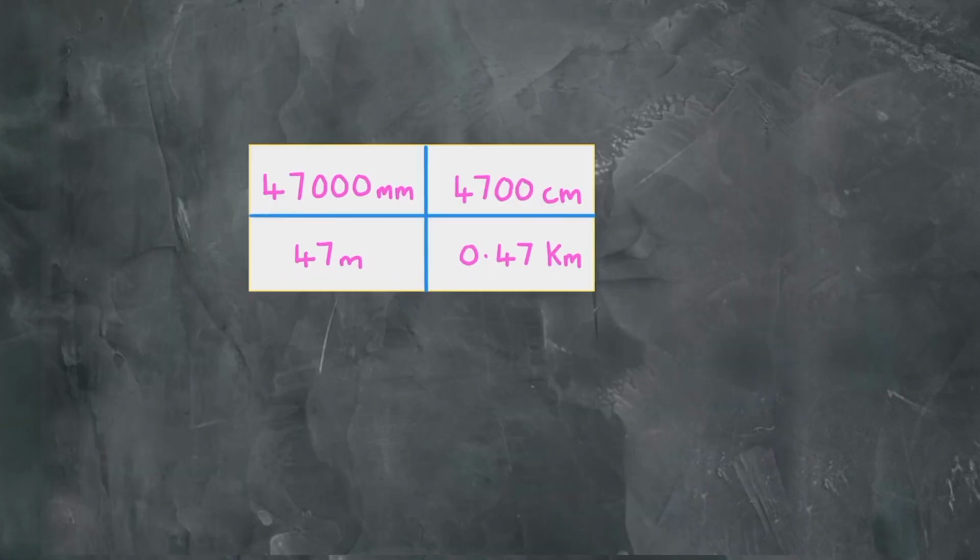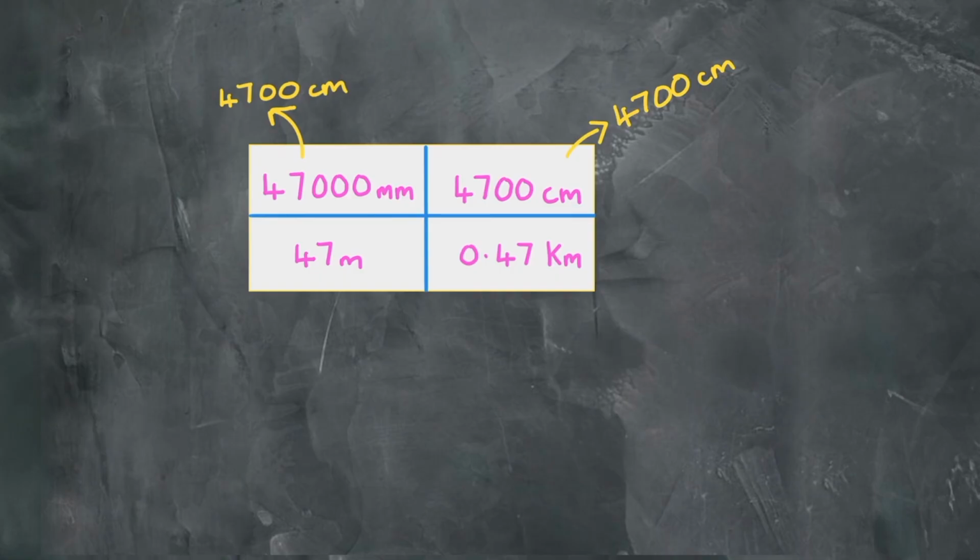I'm going to start by converting 47,000 millimetres into centimetres. I know that there are 10 millimetres in 1 centimetre, so I'm going to divide 47,000 by 10, which would give me 4,700 centimetres. The next box is already in centimetres, and it also says 4,700 centimetres. I can see the first box and the second box are similar as they have the same amount of centimetres.